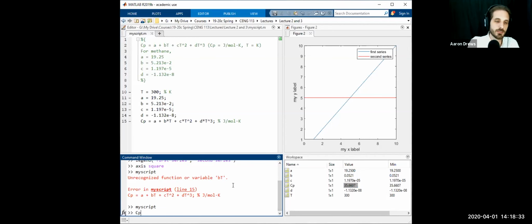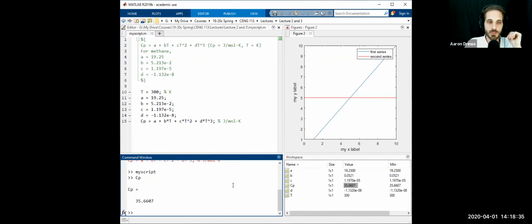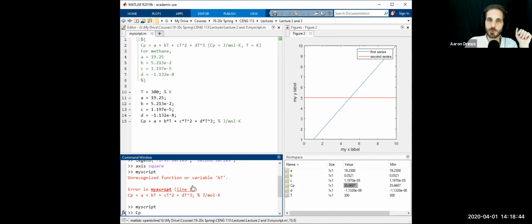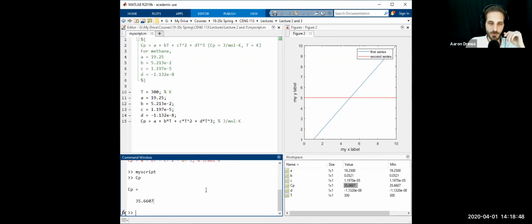I can always check it. If I type Cp from my command window, it'll just print out what Cp is. If I hadn't put the semicolons in there, it could have been harder for me to track down this particular error, because they can get pushed off of the screen very quickly if there are more errors or more warnings or things are printing or something like that.